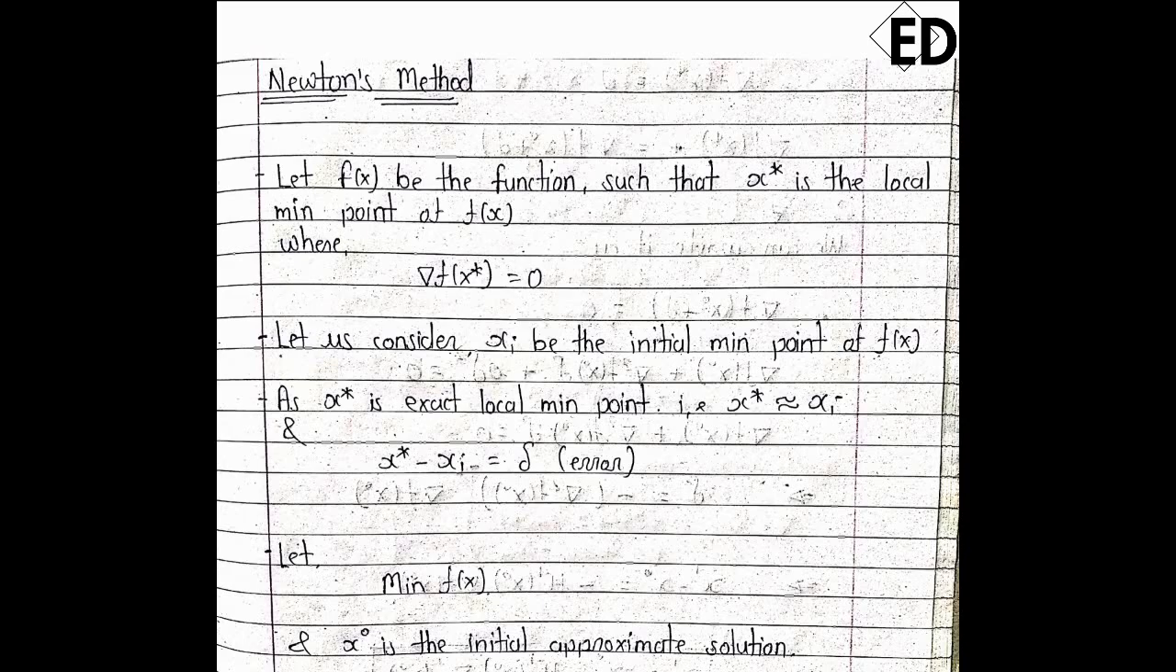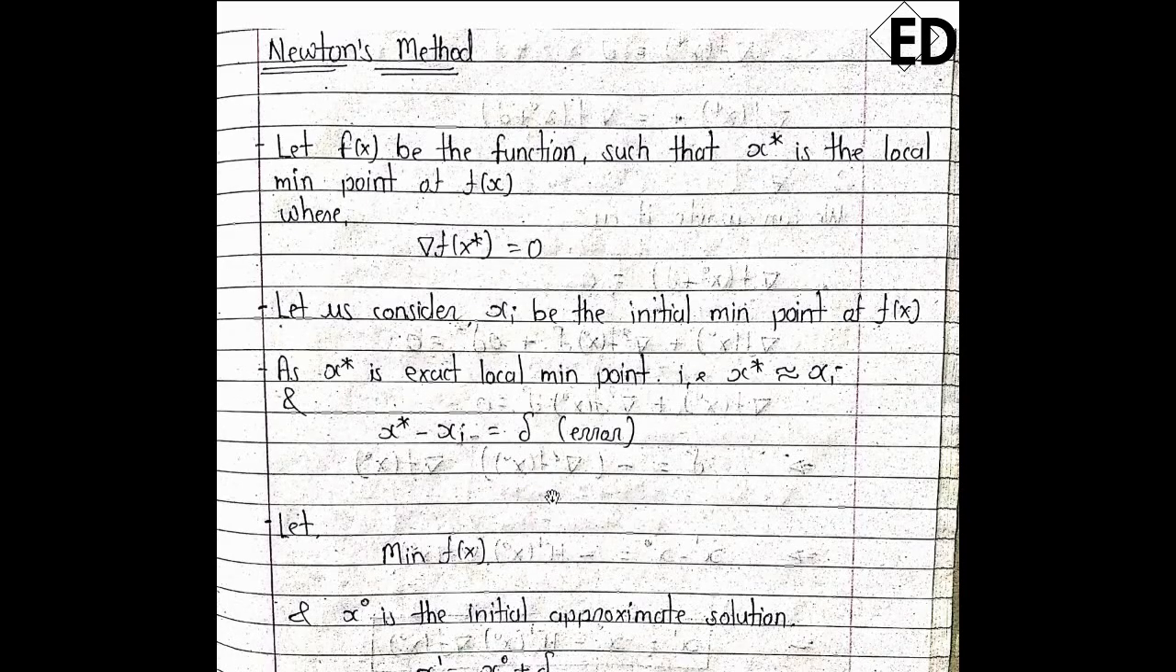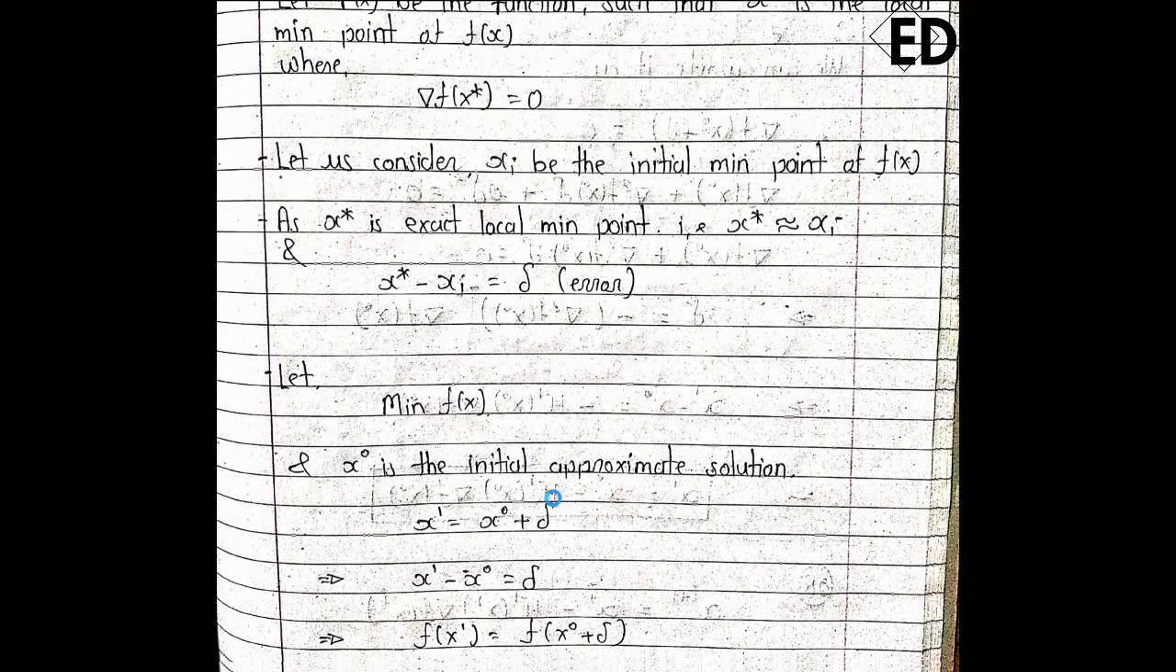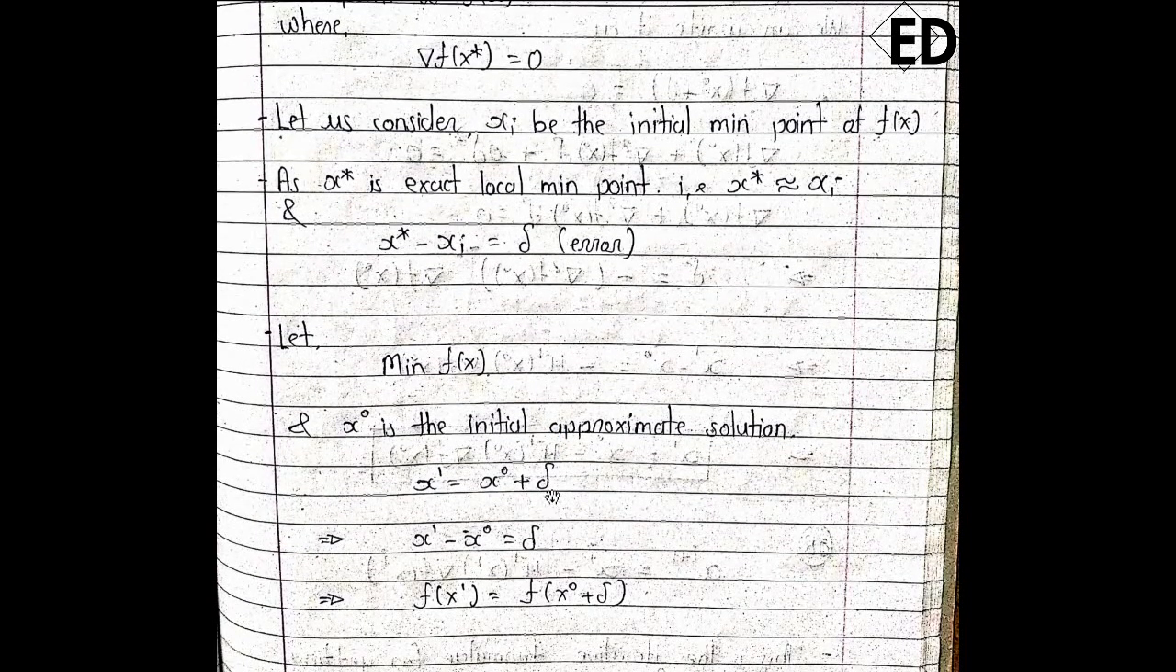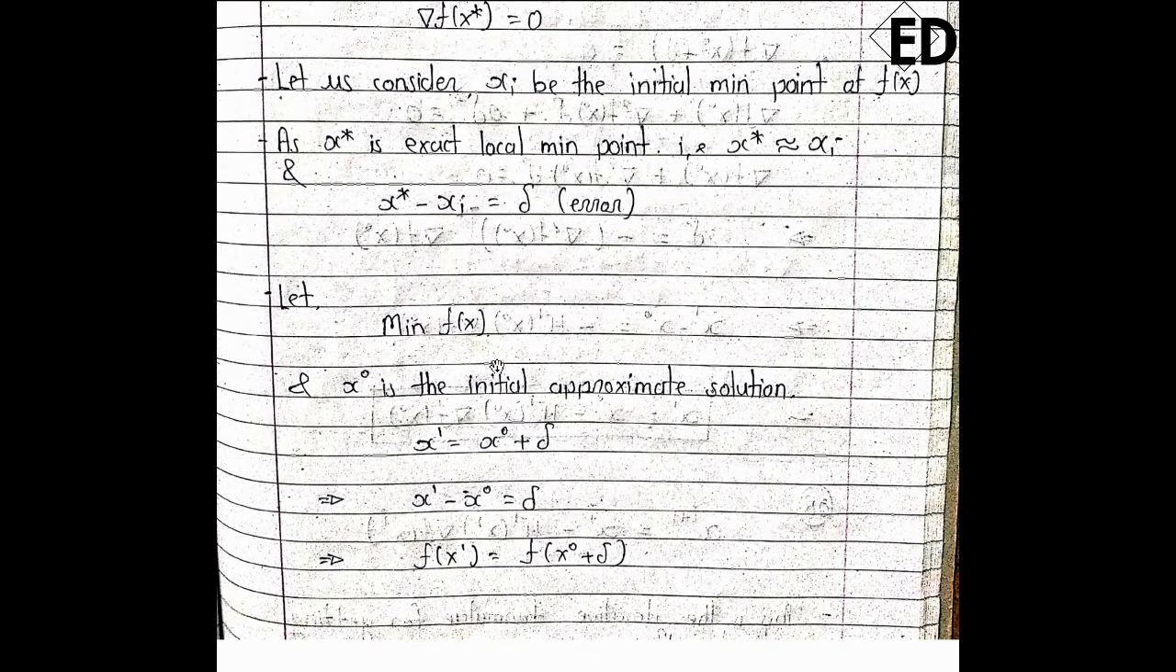So x star is the exact location of the minimum point, and xi is the approximation. There is a difference between these two points, and x star minus xi is nothing but the error. Our aim is to minimize this function, and we consider x0 as our initial approximation point. So xi, where i is replaced by 0, means we consider x0 as our initial approximate solution.